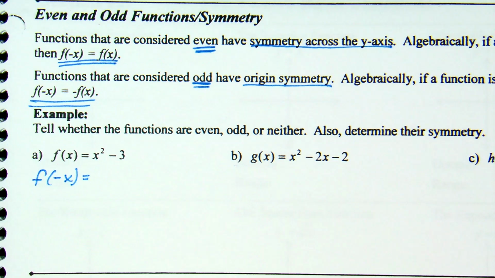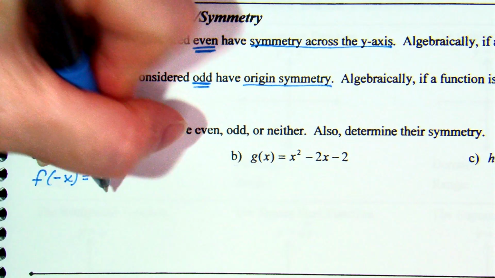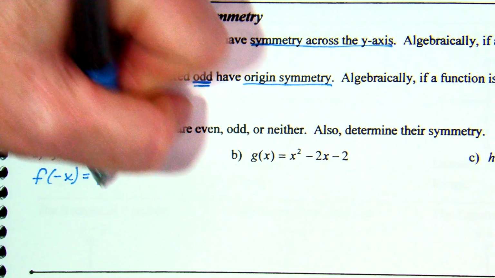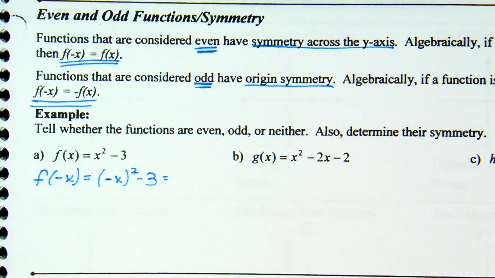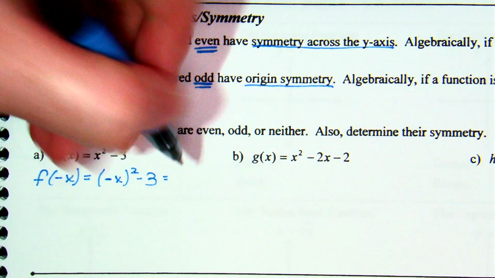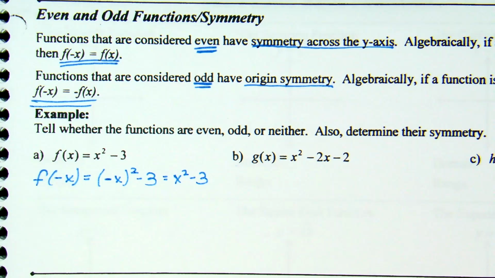So if f of x is x squared minus 3, what's it mean when I put negative x in every place I see an x? Well, so in this one it's x raised to the second, right? So what am I raising to the second instead this time? And negative x raised to the second minus 3. What is negative x raised to the second? Yeah, it's positive x squared. And then minus 3 is still minus 3.